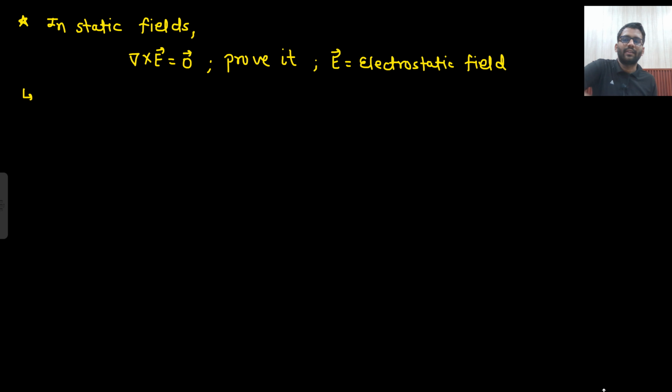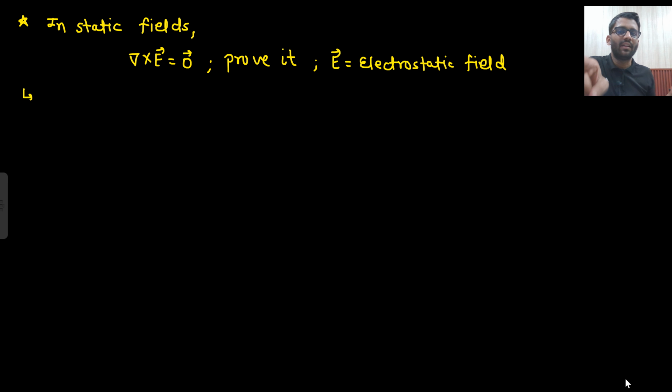Let's go to the next concept. This is a concept only. What they are saying is, in a static field, what do I mean by static? That my electric field is not time varying. Nothing is time varying, all are static. The electric field is not a function of time. Neither, if there is a magnetic field as well, is that a function of time. So static field means either electric field or magnetic field or any kind of field, no field is a function of time.